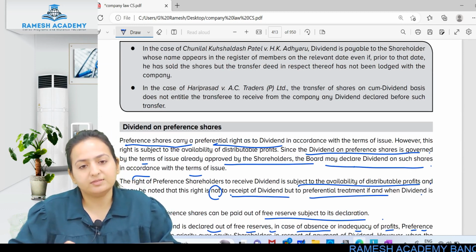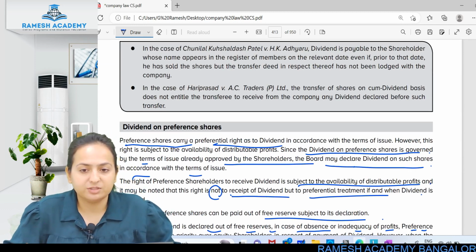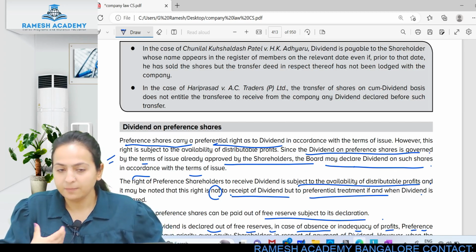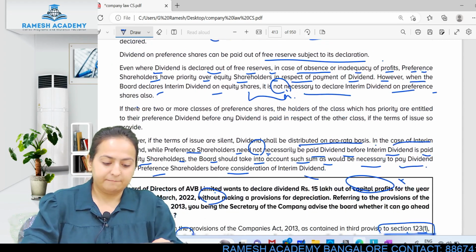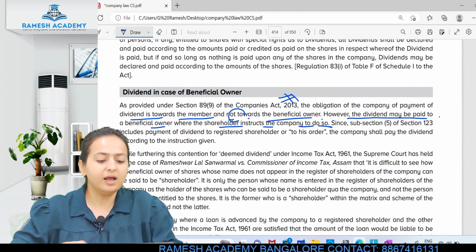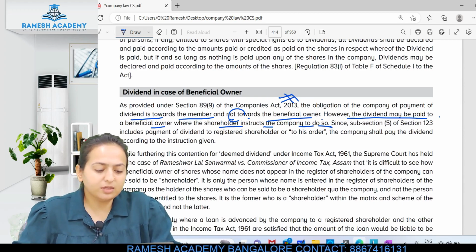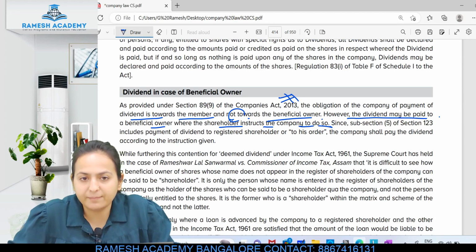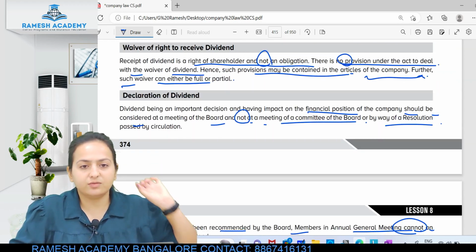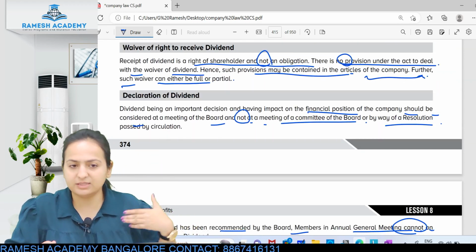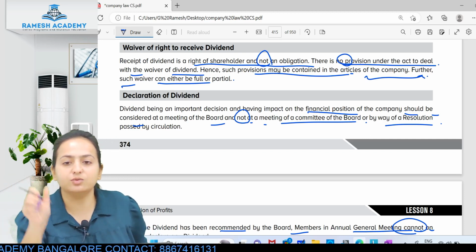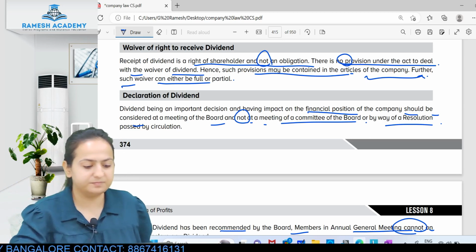Next comes when we have said that dividend on the preference shares, the preference shareholder will always get a what? Preference over the dividend which is declared. Then comes dividend in case of the beneficial owner. So payment of the dividend will always be to the member, shall not be towards the beneficial owner. Next is waiver of the amount. It is not an obligation, you can always waive the right. Who can waive the right? The shareholder who is entitled to receive the dividend.